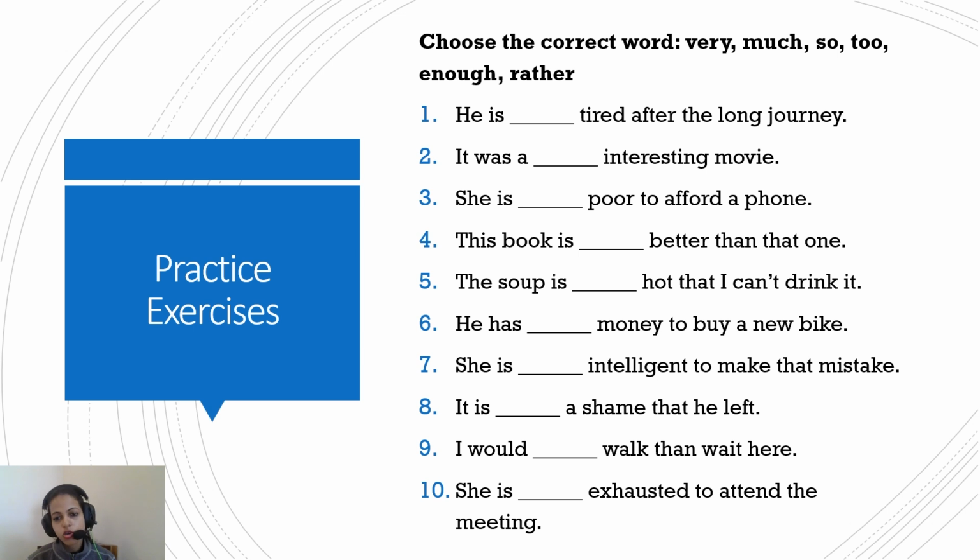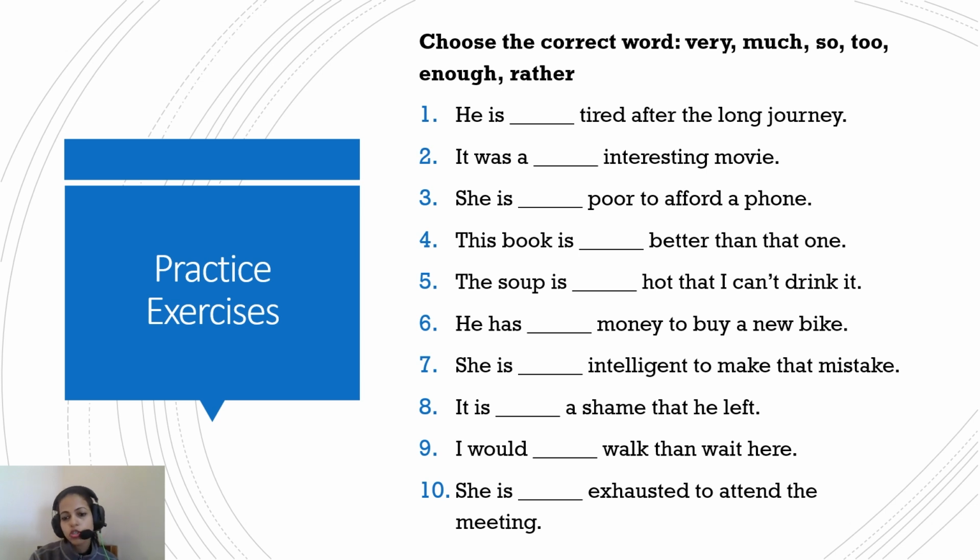This soup is dash hot that I can't drink it. This soup is so hot that I can't drink it, because so and that are used when there's a cause and effect relationship. He has dash money to buy a new bike. So, how much money? Enough money. He has enough money to buy a new bike. So here the word enough is modifying the noun money. So he has enough money, because so and that cannot come here. Too and to cannot come here. He has very money to buy a new bike is also not making any sense. He has much money to buy a new bike is again not making sense because there is no comparison done as such.